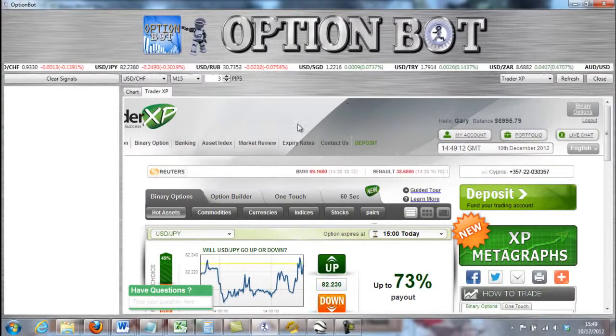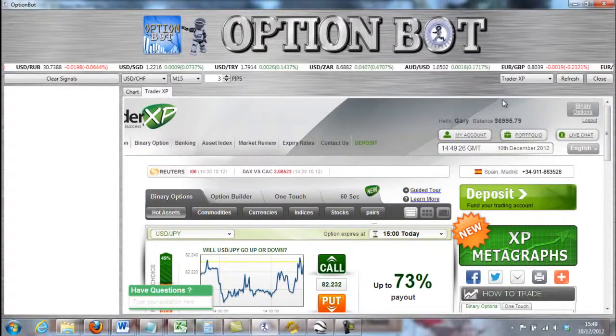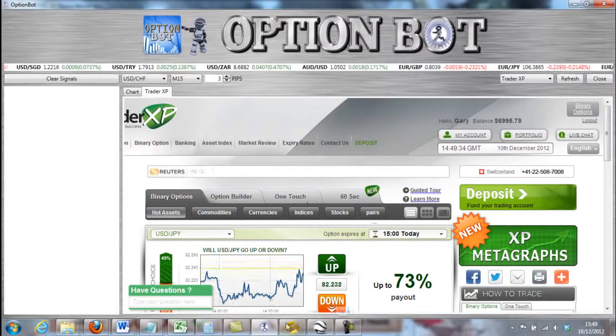Now, I just want to draw your attention that I have an account here with Trader XP. I've got just under $7,000 in there. I started off with 1,000. And OptionBot over the last 2 months has allowed me to bring that money up to that amount. I actually have accounts with quite a few other platforms, but I'm just going to be using the one for this example, for this video, because basically I want to pit each of these bits of software against one another.